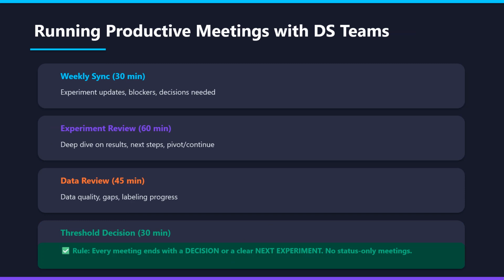First, a weekly sync, right? 30 minutes max. What experiments ran this week? Any blockers? Any decisions needed from me? So keep it tight. If there is nothing to discuss, just cancel it.